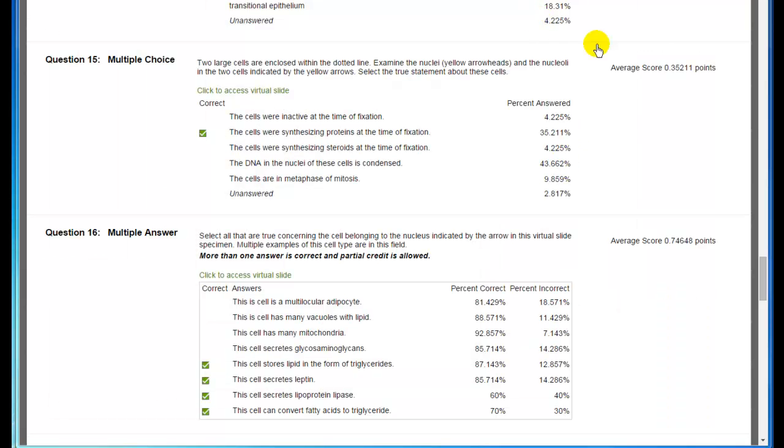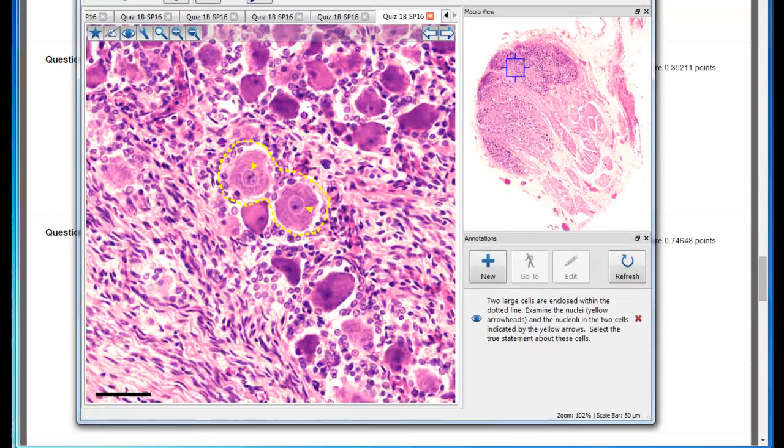Okay, this question presented two large cells enclosed within a dotted line, and you were supposed to examine the nuclei indicated by yellow arrowheads and the nuclei in the two cells and select a true statement about these cells. Well, the correct answer is they were synthesizing proteins at the time of fixation. But a large number of the class thought the DNA in the nuclei is condensed. Okay, so let's take a look at the specimen.